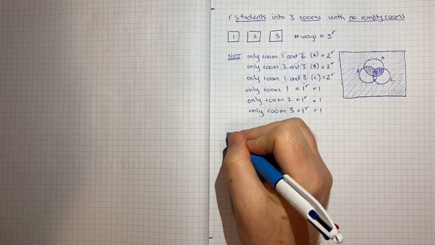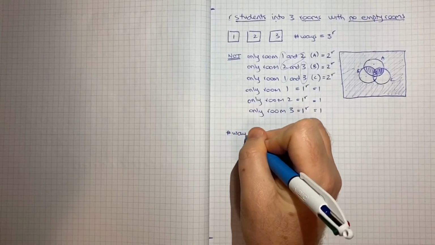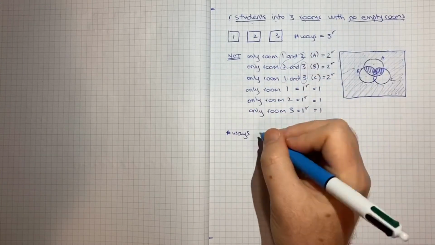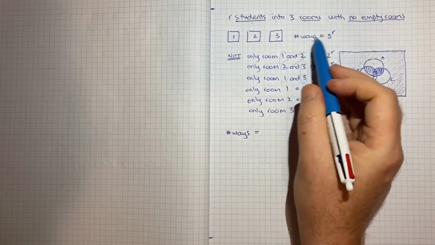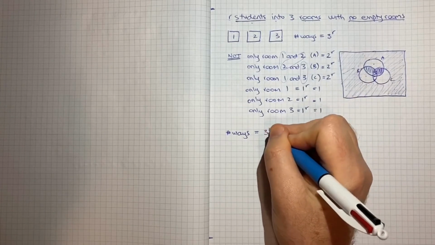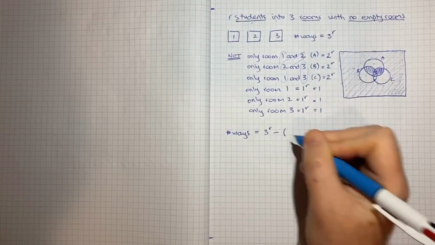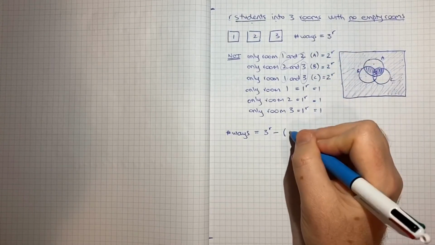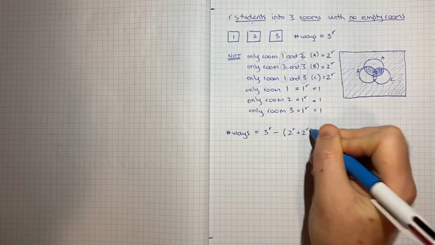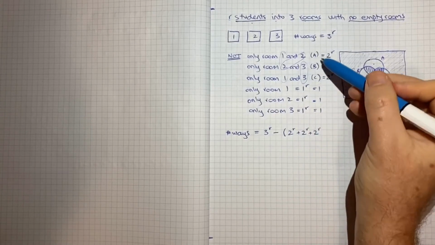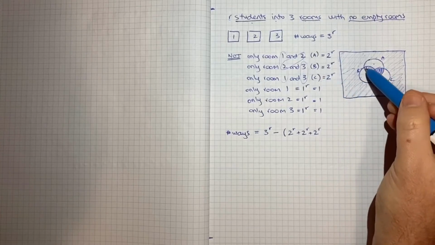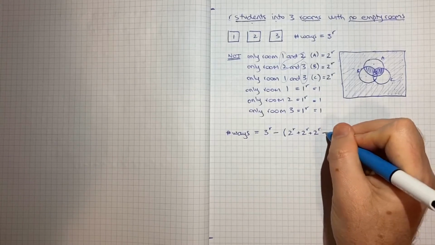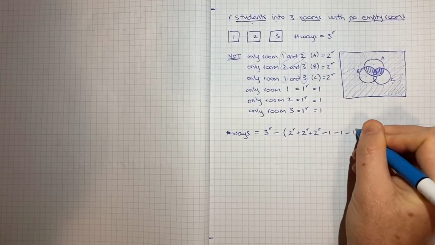So now, where we get to is the number of ways to put r students into 3 rooms with no empty rooms is equal to the number of ways with no constraint, 3 to the power of r, minus these 3 ways that we need to exclude. So 2 to the r plus 2 to the r plus 2 to the r, those 3 different ways. But subtracting from that, so stopping our double counting, the only room 1, only room 2, only room 3. So minus the 1, minus the 1, minus the 1.